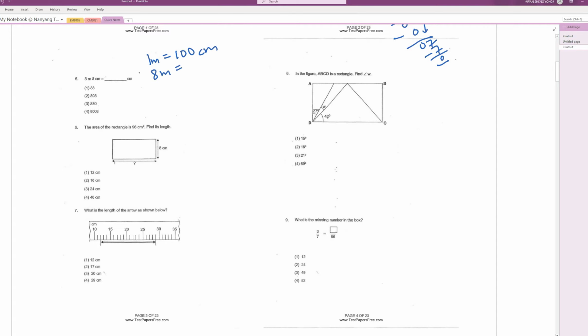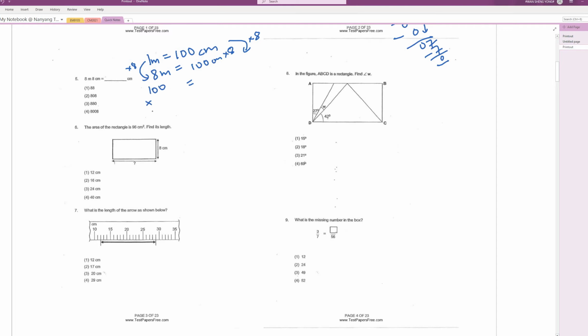Alright, so we look on the left hand side. 1 we multiply by 8 to get 8. 1 times 8 is 8. So similarly, we should also multiply on the right hand side. So 100 centimeter times 8 is equals to, alright, let us find out.